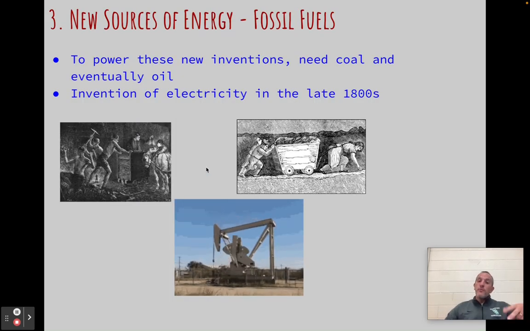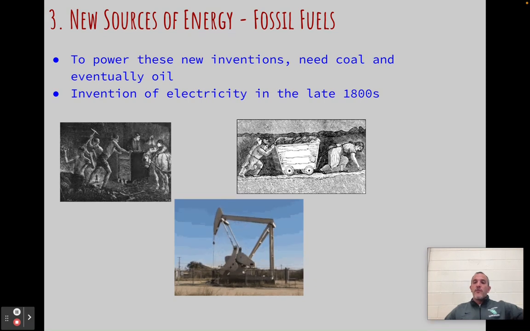Two other things. One, new sources of energy. We're going to see more of what are called fossil fuels. Fuels are ways to dig into the earth and get resources that can power things. Coal is going to be a big one at the start of this period, and eventually we're going to shift to oil by the 1900s, which is the main source of energy today.